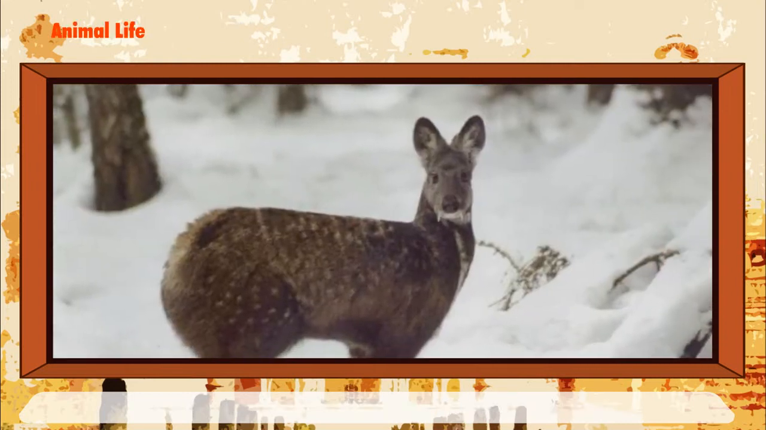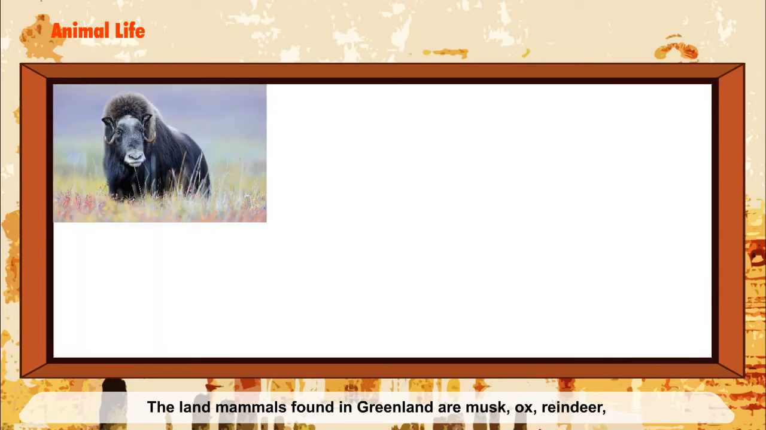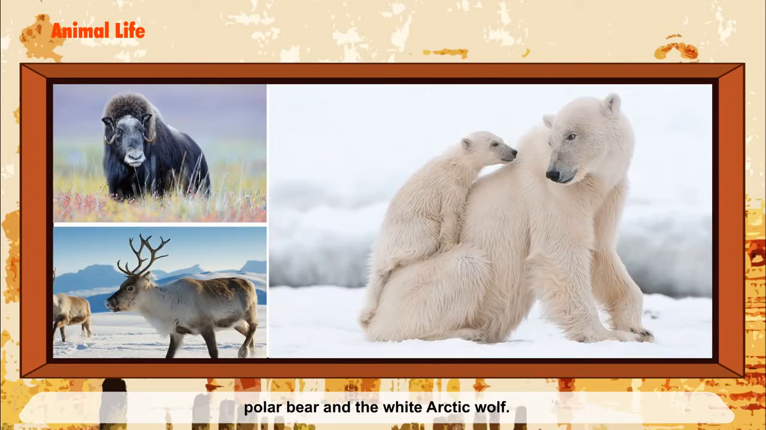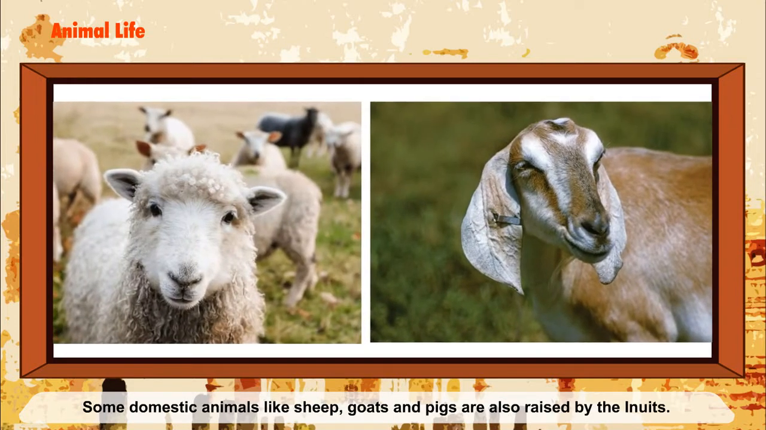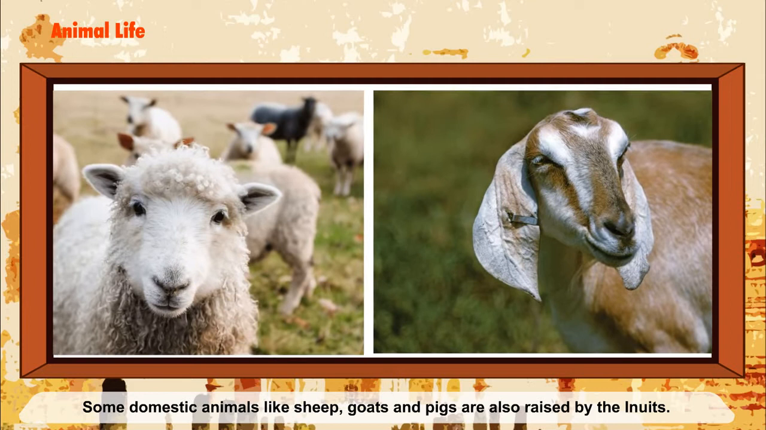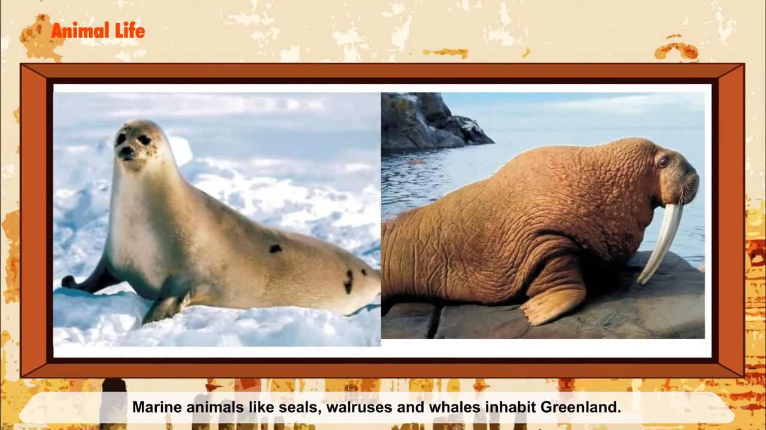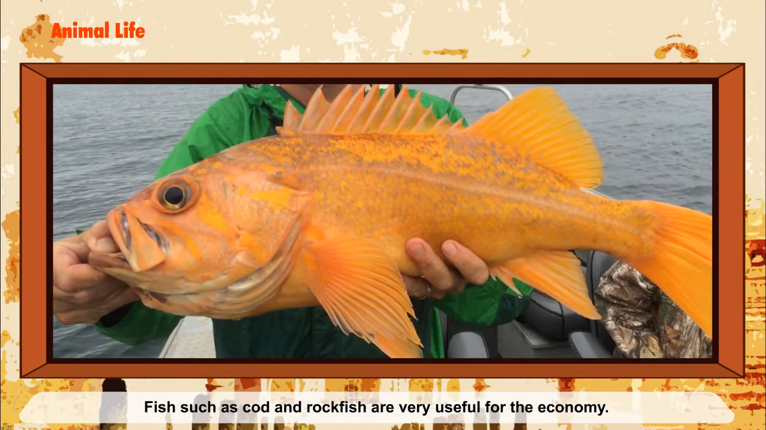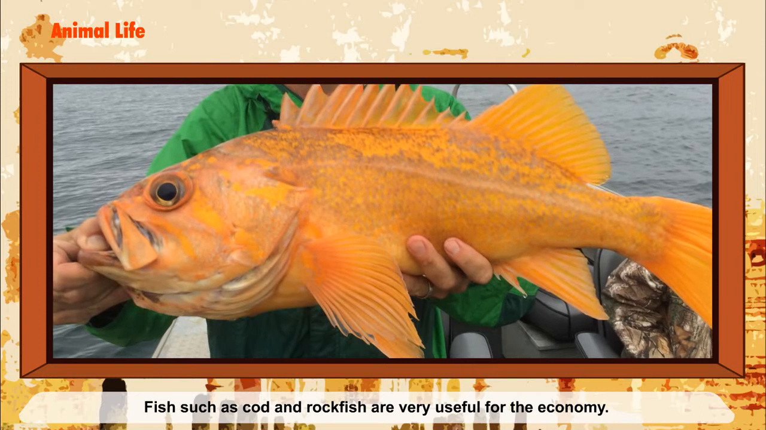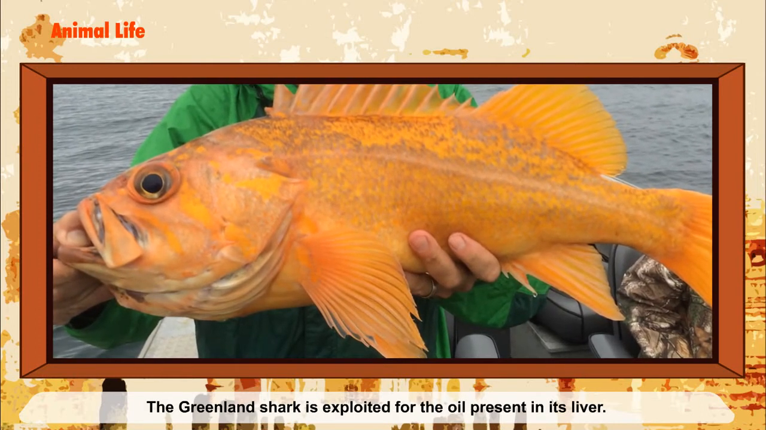Animal life. The land mammals found in Greenland are musk ox, reindeer, polar bear and the white Arctic wolf. Some domestic animals like sheep, goats and pigs are also raised by the Inuits. Marine animals like seals, walruses and whales inhabit Greenland. Fish such as cod and rockfish are very useful for the economy. The Greenland shark is exploited for the oil present in its liver.